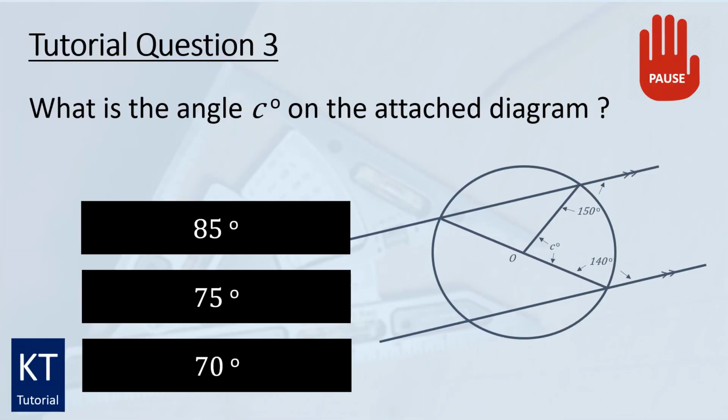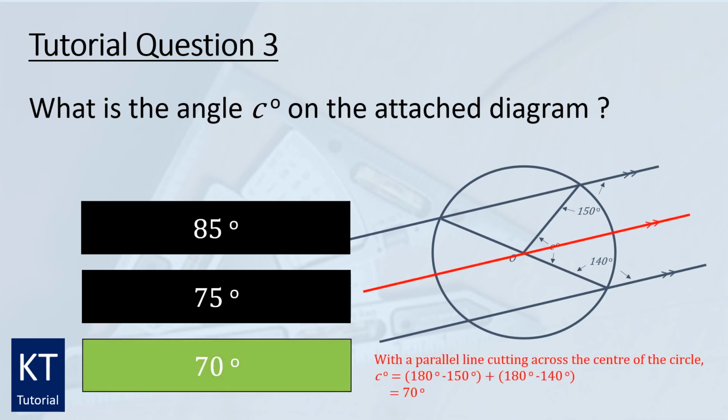Tutorial question 3. Do press the pause button now if you need more time. What is the angle of C on the attached diagram? The answer is 70 degrees, and this is achieved by applying angle facts, where the upper portion of the angle C is the supplementary of 150 degrees, and its lower portion being the supplementary of 140 degrees. The final answer for angle C is obtained from the sum of the mentioned upper and lower portions of C.